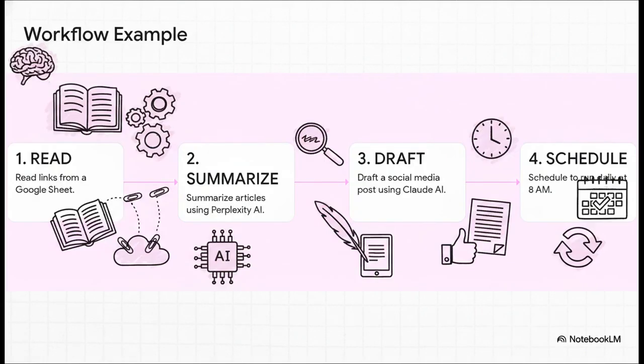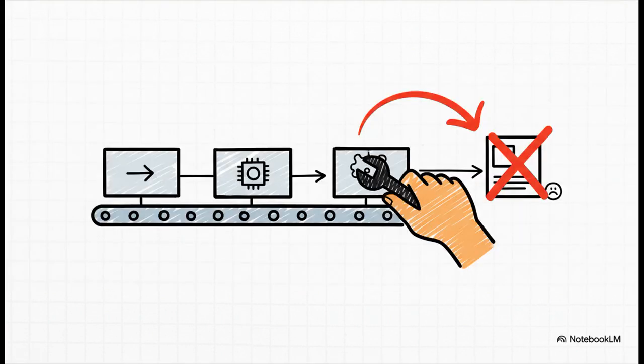This slide gives us a perfect real-world example. Just notice how a human has defined every single step. Step 1, you have to read links from this specific Google Sheet. Step 2, you have to summarize them using this specific AI. Step 3, you draft a post using another AI based on a prompt that I wrote. You see? At every single stage, a human is the one making all the decisions. But here is the catch.